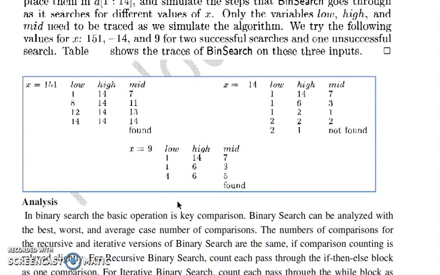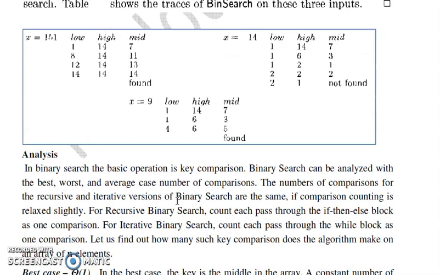Now let us analyze this algorithm of binary search technique. So let us find its time complexity. We know that we can write the time complexity in terms of best case, worst case, and average case. So what is the best case in this binary search technique?